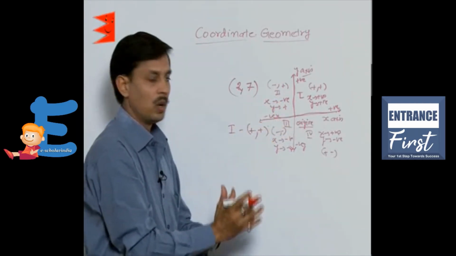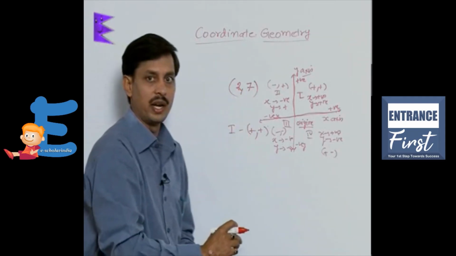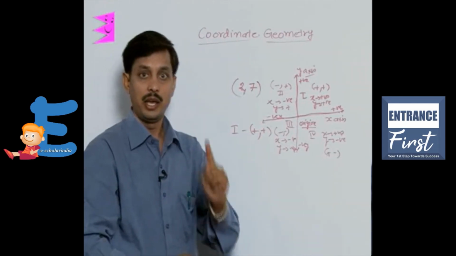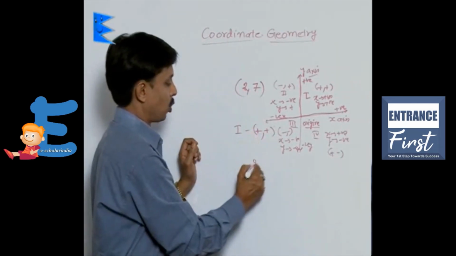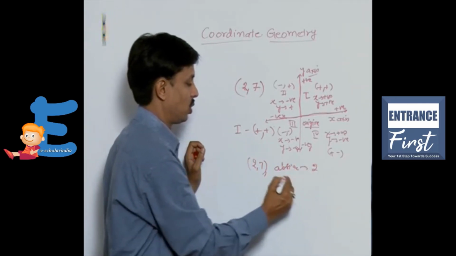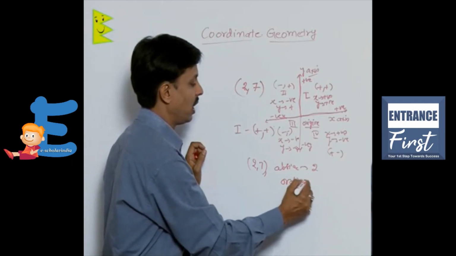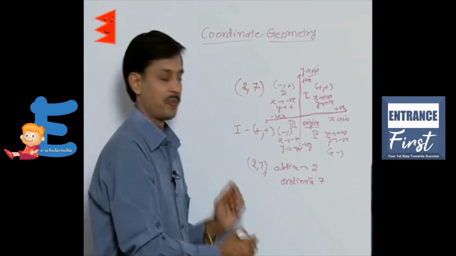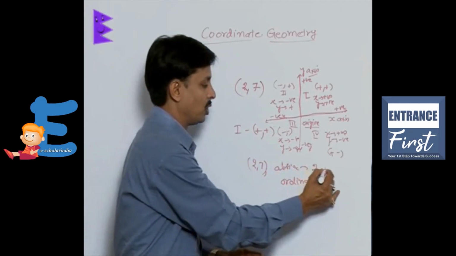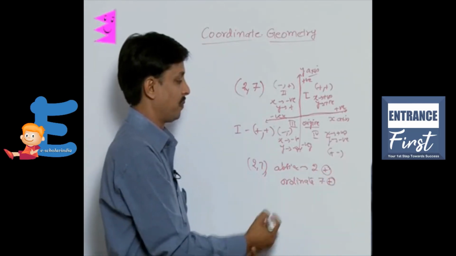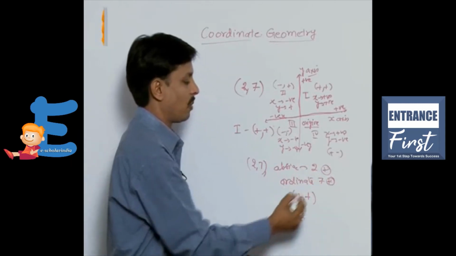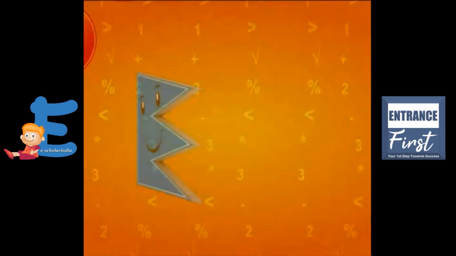So if I ask you that (2, 7) lies in which quadrant? 2 is what? The value of x. The value of x is known as abscissa. So for (2, 7), abscissa is what? 2. And ordinate is what? 7. Abscissa is 2, ordinate is 7. Both are positive. 2 is positive, 7 is positive. If abscissa is positive and ordinate is positive, so positive, positive lies in the first quadrant.